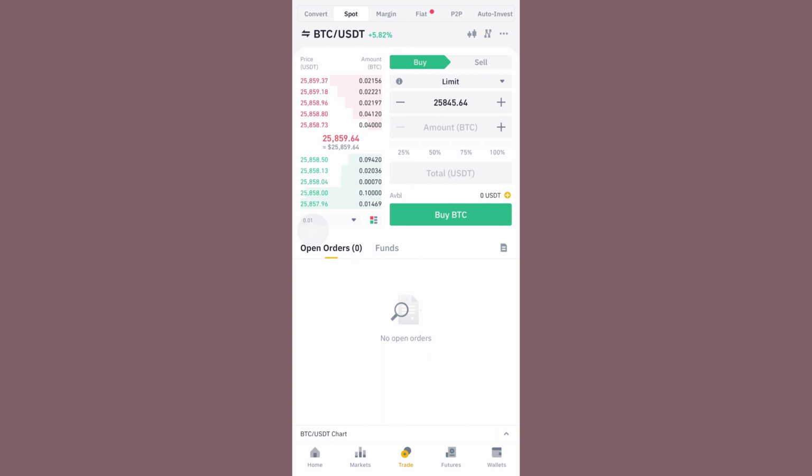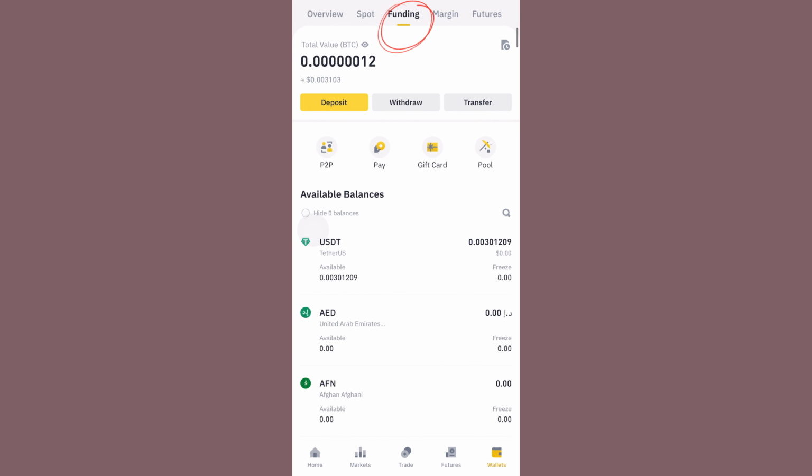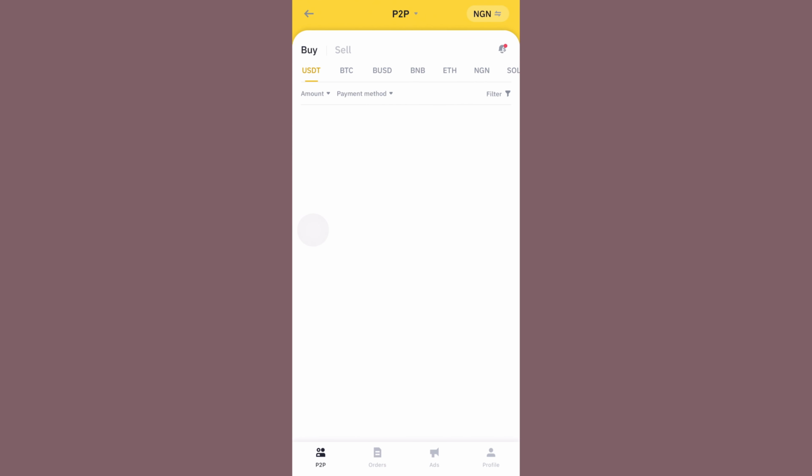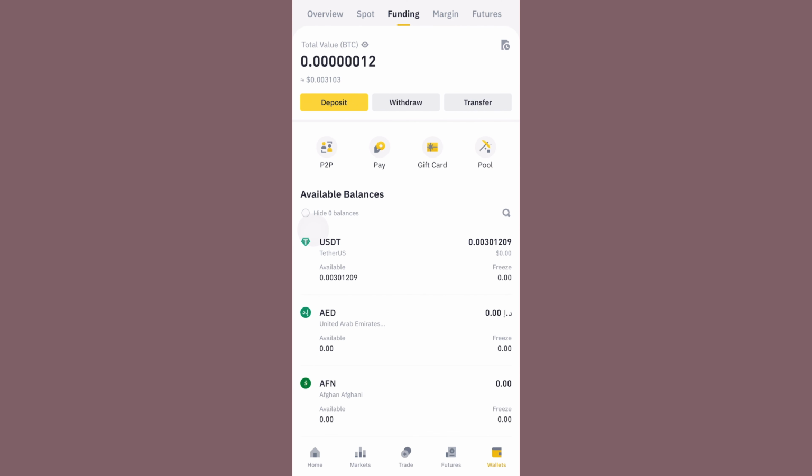To buy USDT with your local currency, all you need to do is go to your wallets, go to funding. When you click on funding, you would see P2P. Click on P2P, and from here you can get that. When you buy USDT through P2P, it will reflect under your funding wallet. Then you will have to transfer it, because you cannot trade futures when your money is under the funding wallet.